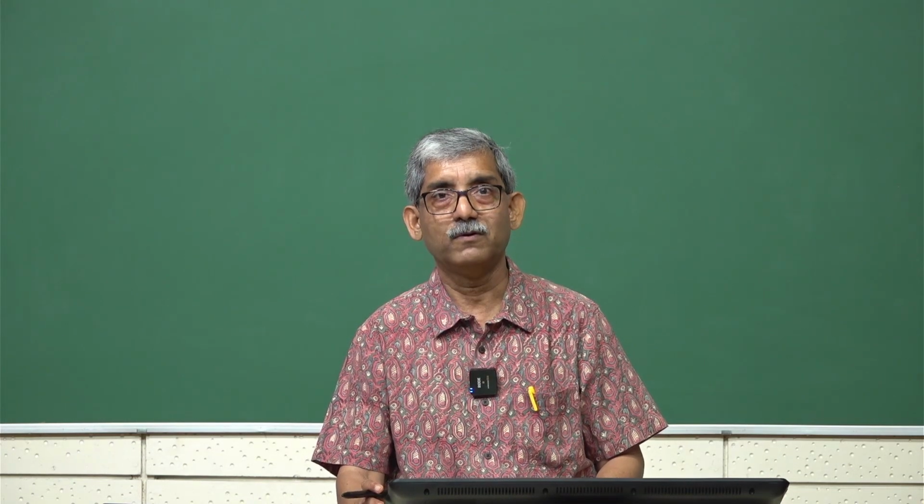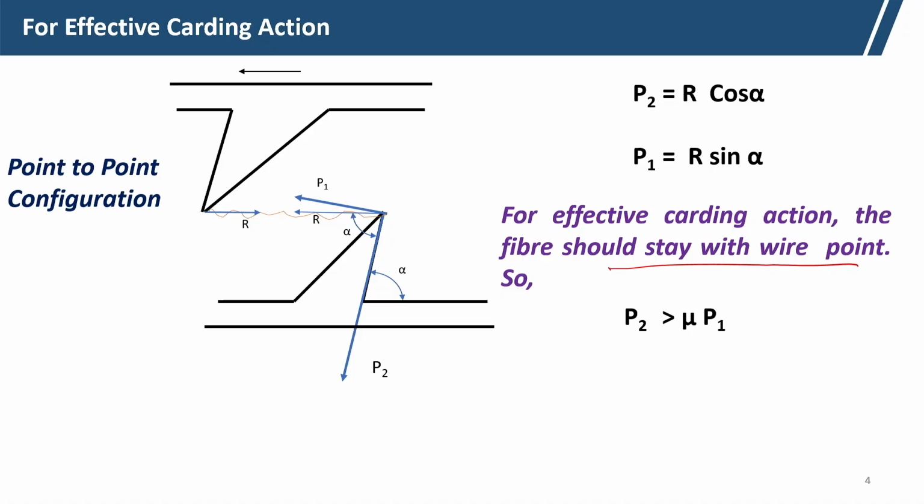So, P1 is actually at a right angle to this, and this P2 component is trying to hold the fiber with the wear point of the cylinder. So, P2 should be more than P1, and mu is the coefficient of friction between the fiber and the wear point.